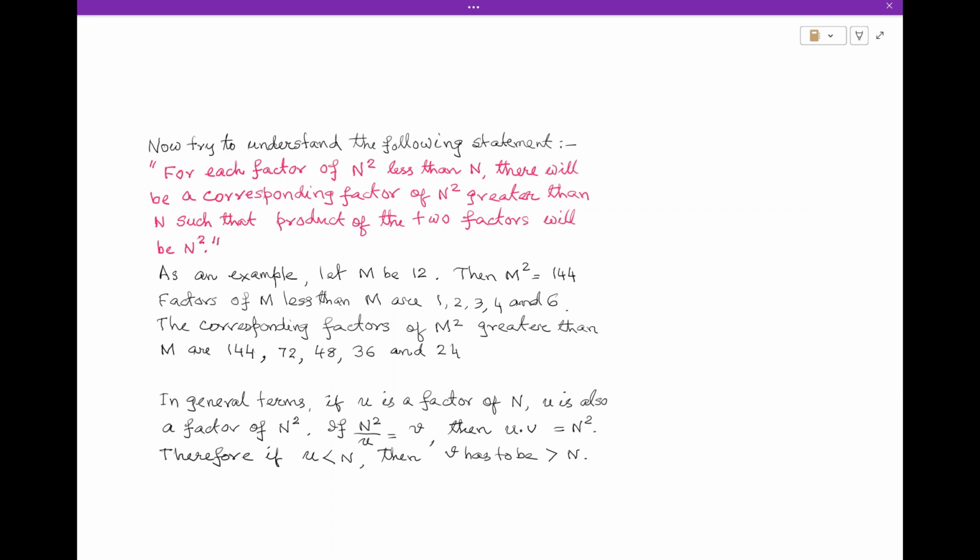In general terms, if u is a factor of n, u is also a factor of n square. If n square by u is equal to v, then u multiplied by v is equal to n square. Therefore, if u is less than n, then v has to be greater than n.